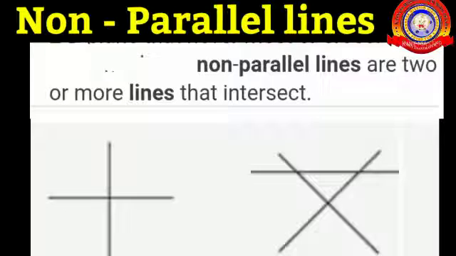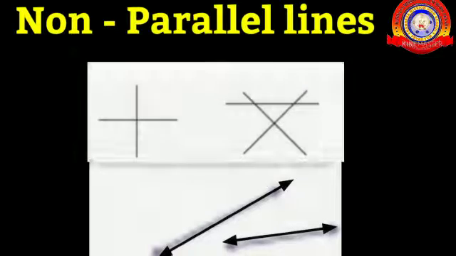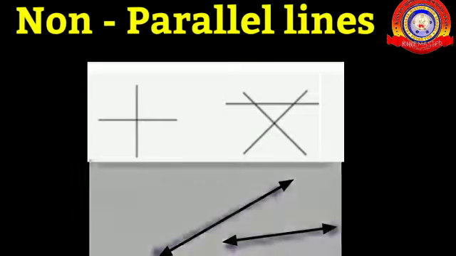Now let's learn about non-parallel lines. Non-parallel lines are two or more lines that intersect. Non-parallel lines are the lines in the plane that are not at the same distance from each other. Let's learn in detail.